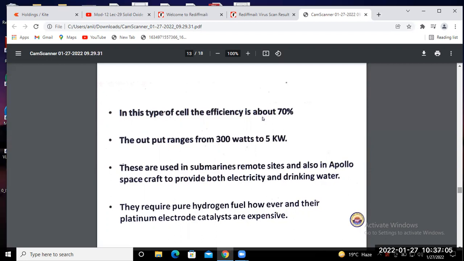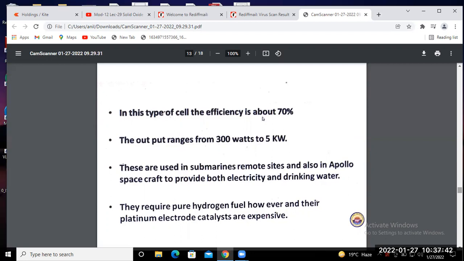They require pure hydrogen fuel. Hydrogen is the main fuel in the alkaline fuel cell. However, their platinum electrode catalysts are expensive, so we can consider other materials for the electrodes, because platinum may be expensive. So this is all about the alkaline fuel cell.